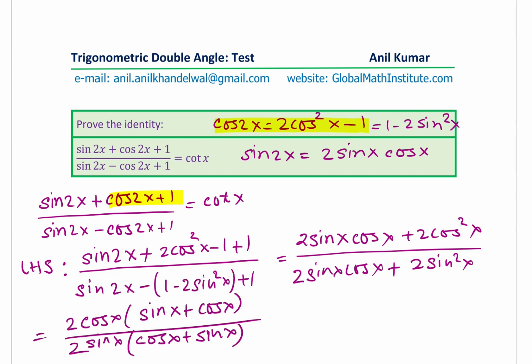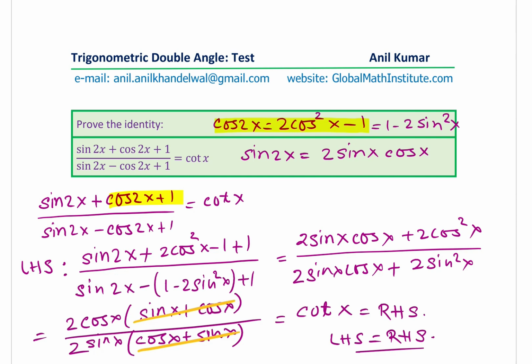Now cos x plus sine x and sine x plus cos x are one and the same thing. So it cancels. Perfect. And what you get here is 2 and 2 also cancel. We get cotangent x, which is the right hand side. So that is how we have shown that the left hand side is equal to the right hand side, and therefore we have proven the identity. Perfect. So that is how we should be solving such questions.